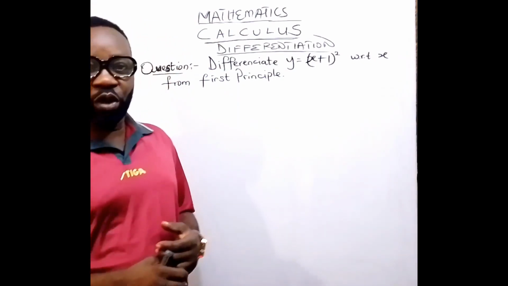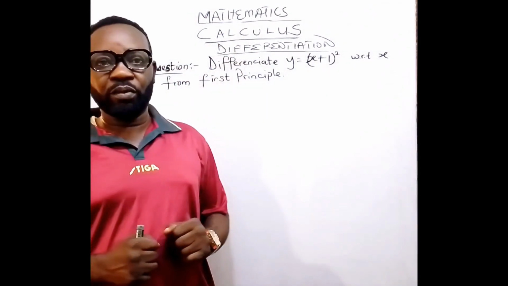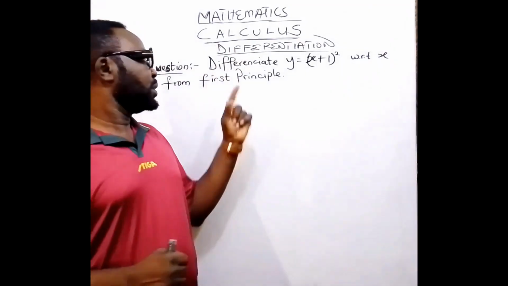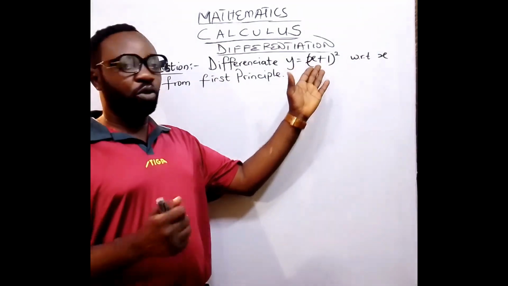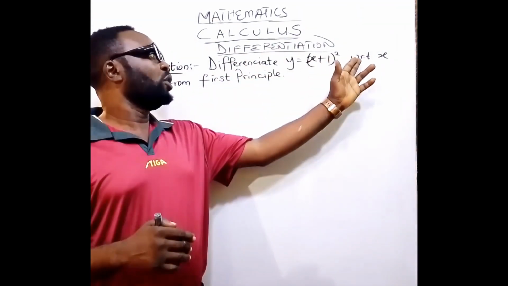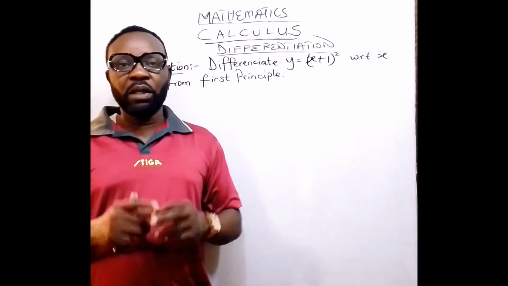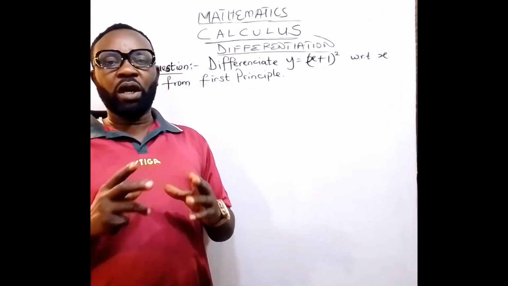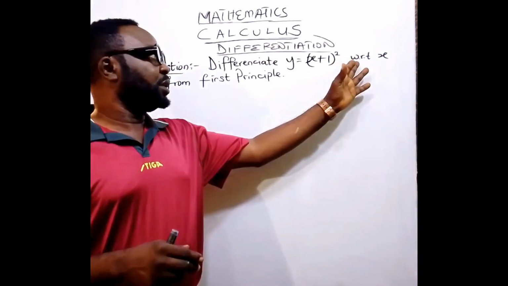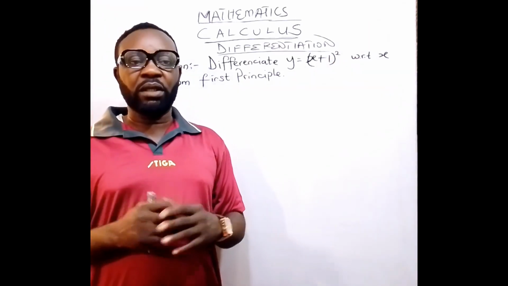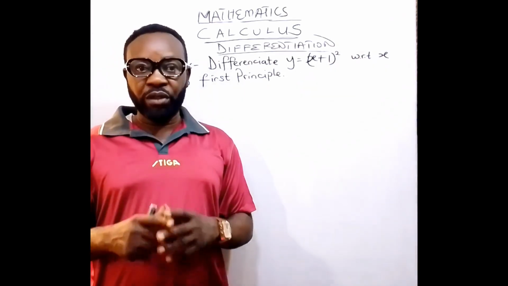I have a question here on calculus, which is on differentiation. The question says, differentiate y equals (x + 1) squared with regard to x from first principle. I need to let you know this. When you are given a question like this in calculus, and this is written there, take note and put it at the back of your mind that this WRT means with regards to.